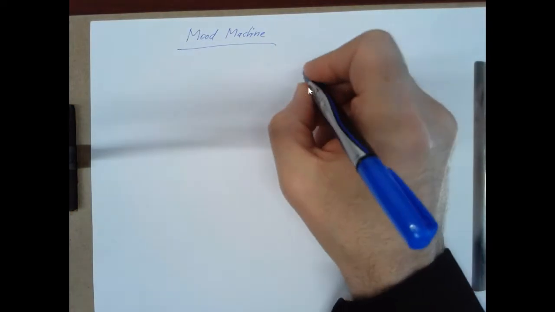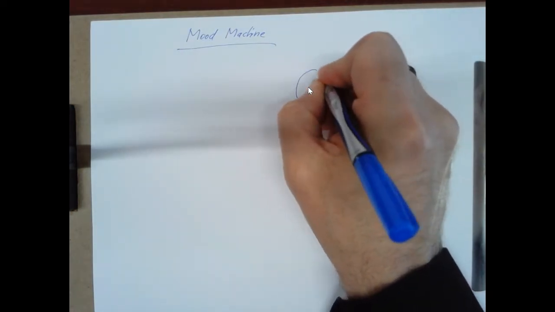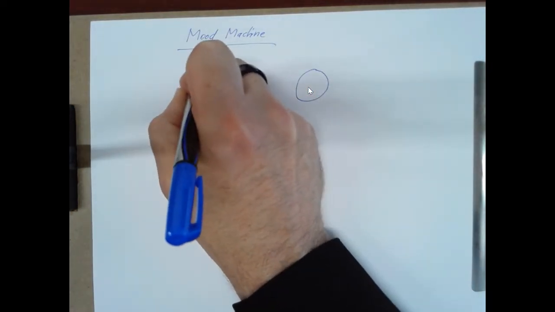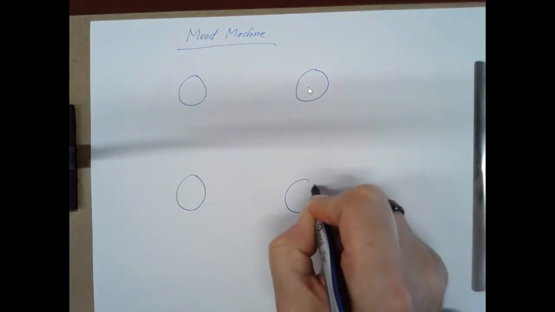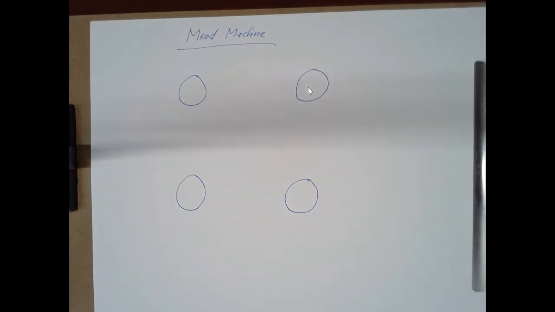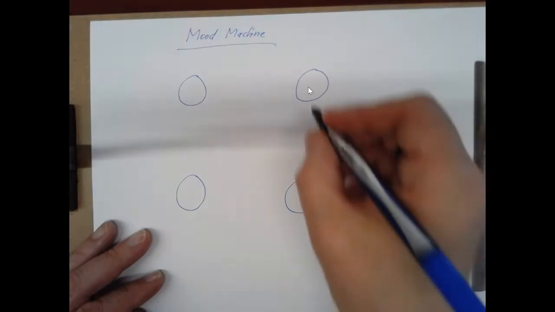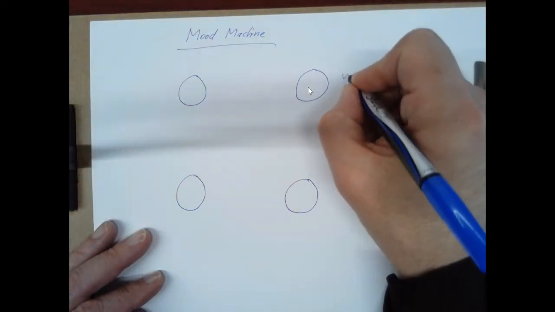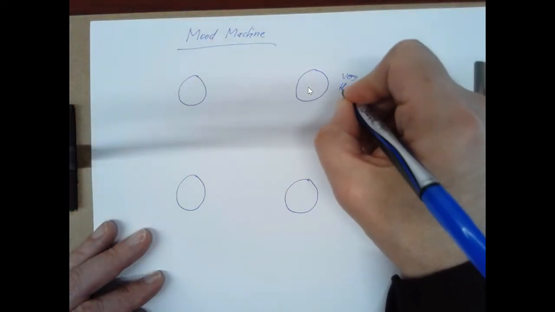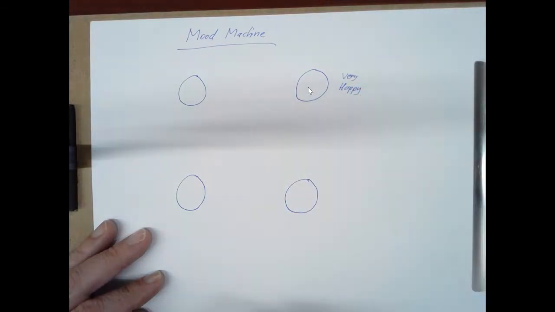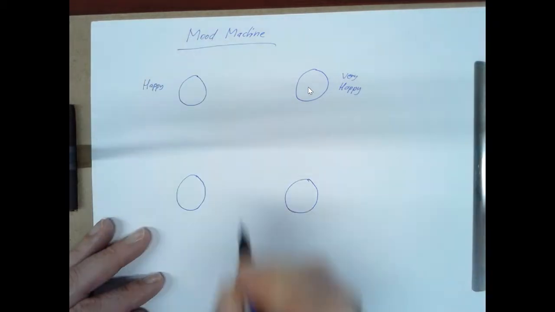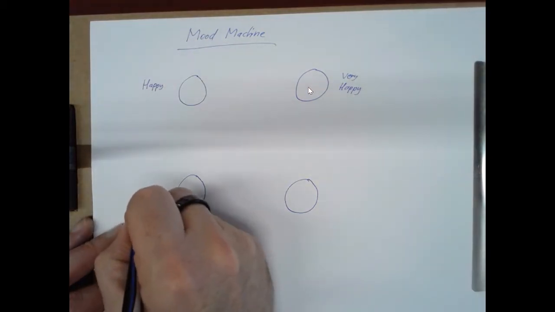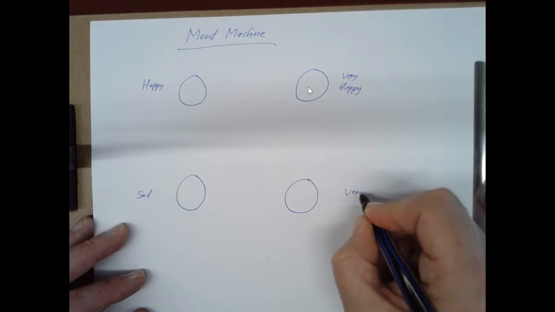All right, so here's the mood machine. It's got 4 states, and we're going to capture the way that we move from one state to another with a diagram, a state diagram. So this state up here we're going to call very happy. This state we're going to call happy. This one we're going to call sad, and this one we're going to call very sad.